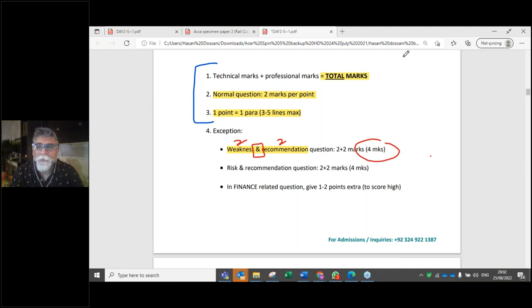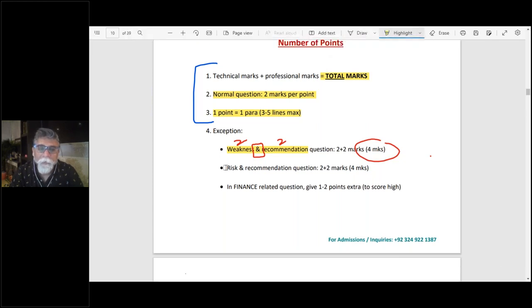Exactly the same argument also applies to this: identify key risks and give recommendation. Very, very similar question. Instead of weakness, the question tells you to identify the main risk. Again, same analysis. I'll assume 2 marks for identifying the risks and then 2 marks for giving recommendations on how to address those risks. So again, 4 marks.